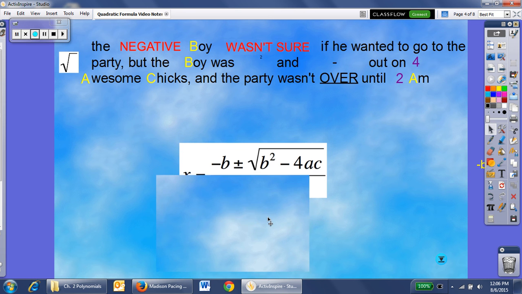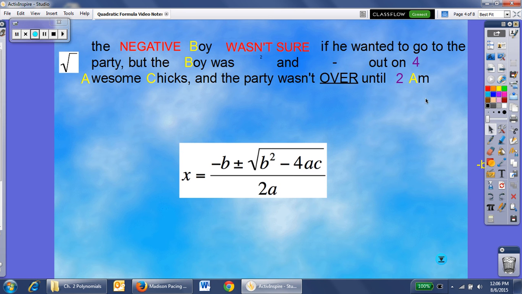So how this helps us, this is the quadratic formula. The negative boy wasn't sure, that's plus or minus, if he wanted to go to the radical party. Here's the square root sign, the radical sign. But the boy was square and missed out, the minus sign, on 4 awesome chicks. But the party wasn't over, here's the division for the fraction, until 2 a.m.